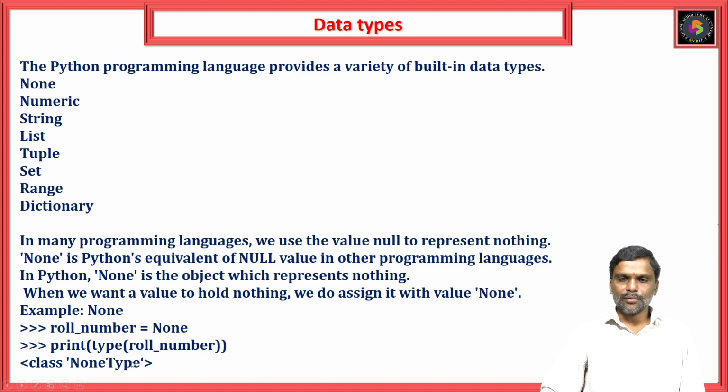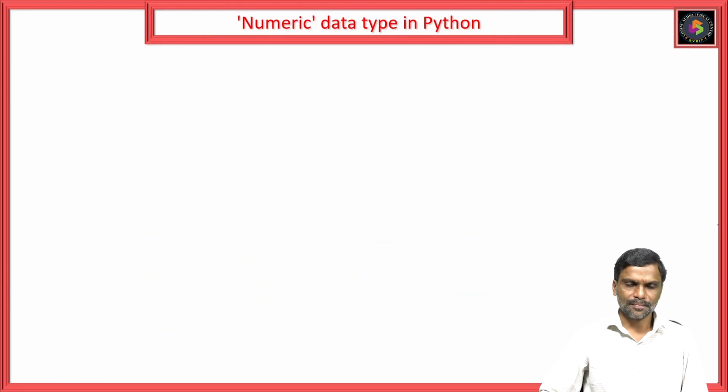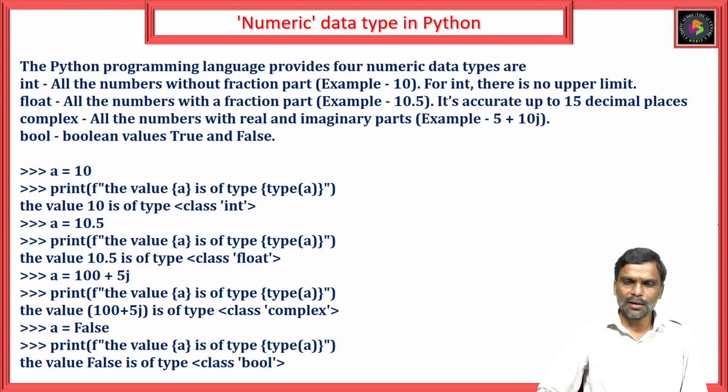Let us see the numeric data types. Numeric data types are all the data types related to numbers. Here you can see int, any integer. Float, all the numbers with a fractional part. Here 10.5 I have taken. It is accurate up to 10 decimal places in float. Complex, you know that we have two parts in complex, one is real, another one is imaginary. Here 5 is real plus 10j, where 10j is the imaginary part. Bool, Booleans are true or false. Just now we discussed this in the previous video. True or false values are called Boolean.